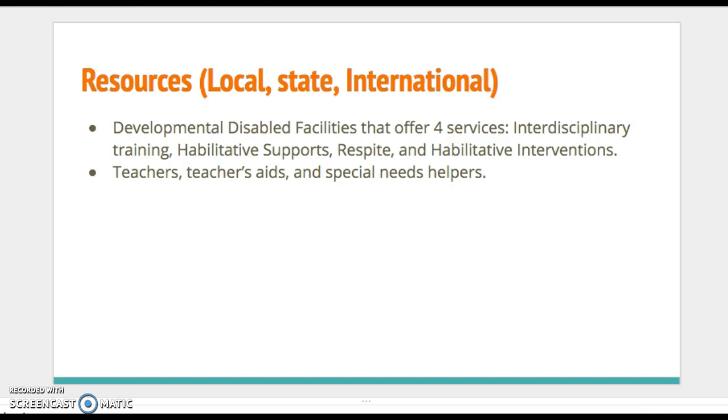And then habilitative interventions, those are just things like family training, getting along with siblings, learning to eat with a fork where you stab your food before you put it in your mouth, learning to pull your underpants up after using the bathroom, different things like that. And then obviously we cannot forget teachers, teachers' aides, and special needs helpers, which help in the school system, and they are amazing and we love them so much.